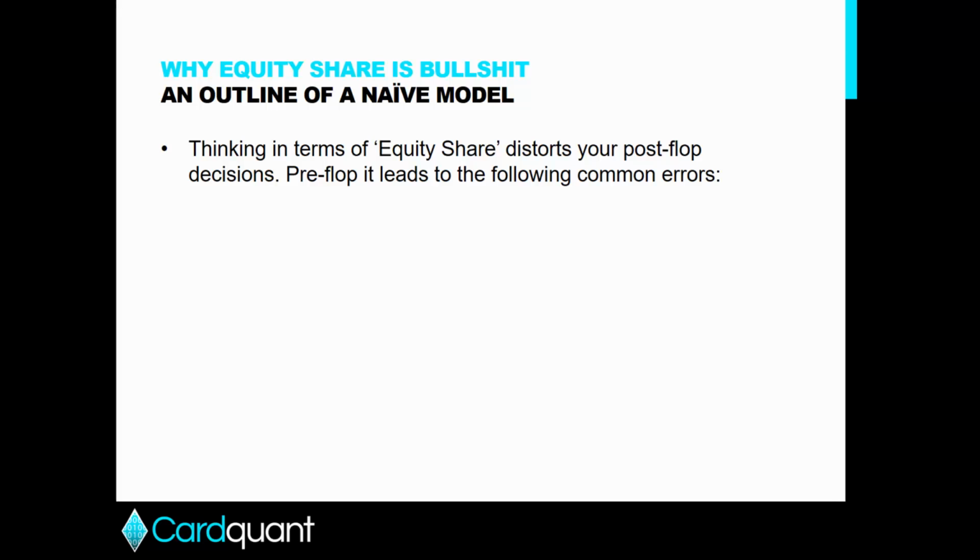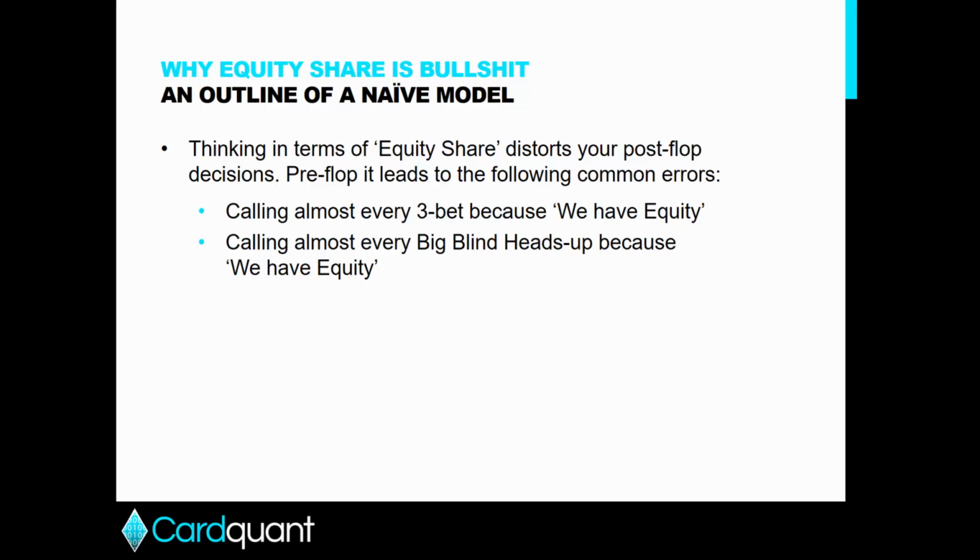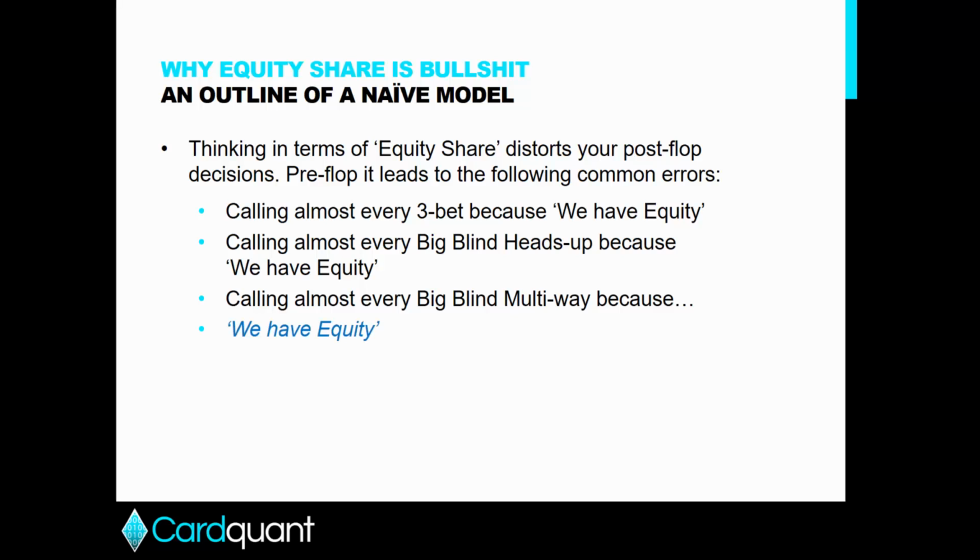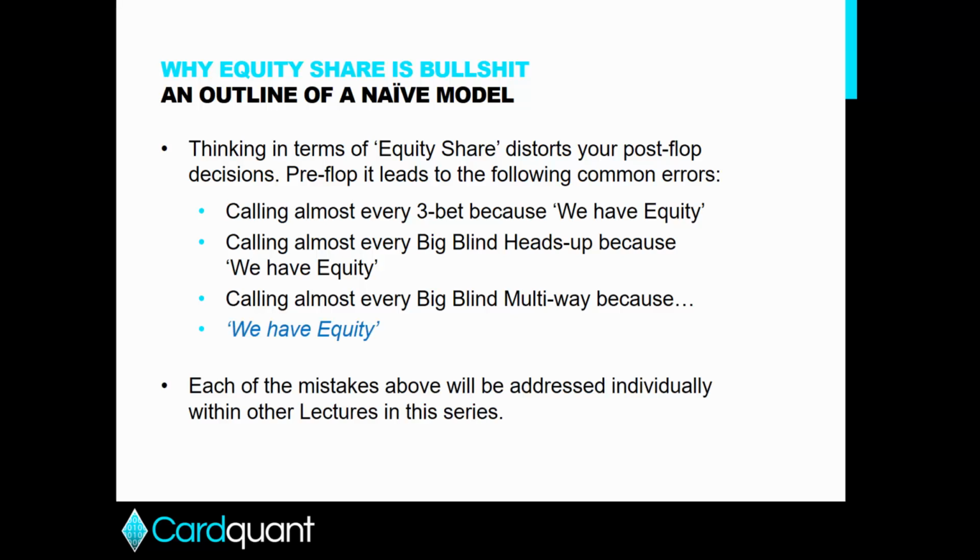Pre-flop, it leads to the following common errors. So if you believe in the equity share model, you'll do things like call almost every 3-bet because we have equity. You'll call almost every big blind heads up because you have equity. And when I say heads up, I'm talking about facing a single raise. I don't necessarily mean that heads up big blind versus like purely a button who's opening 100% is a mistake. I'm talking about the heads up in the more general sense. Calling almost every big blind multi-way because we have equity. So each of the mistakes above is going to be addressed individually within other lectures in this series, but today we're going to attack the model on a higher level.